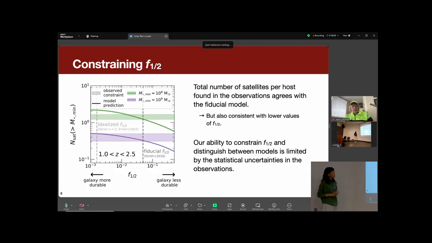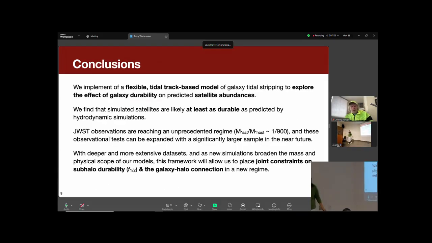Our ability to really constrain F1/2 and distinguish between these two models at the moment is limited by large observational uncertainties. But there exists a lot of data out there, and one of the next things I'm planning on doing is significantly expanding our observational sample to really hammer down some of these statistical uncertainties. Once that's done, using this framework, we should be able to provide robust empirical constraints on F1/2 and satellite tidal disruption. So with that, I will leave you with my concluding slide and I'm happy to take questions.